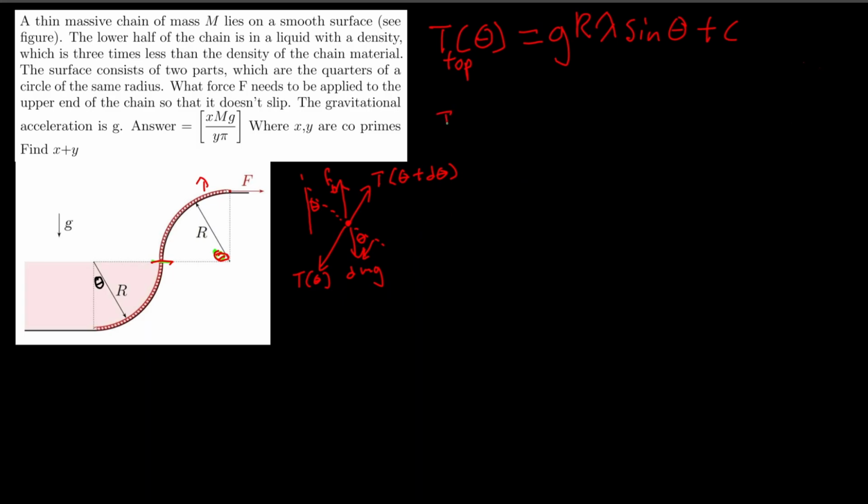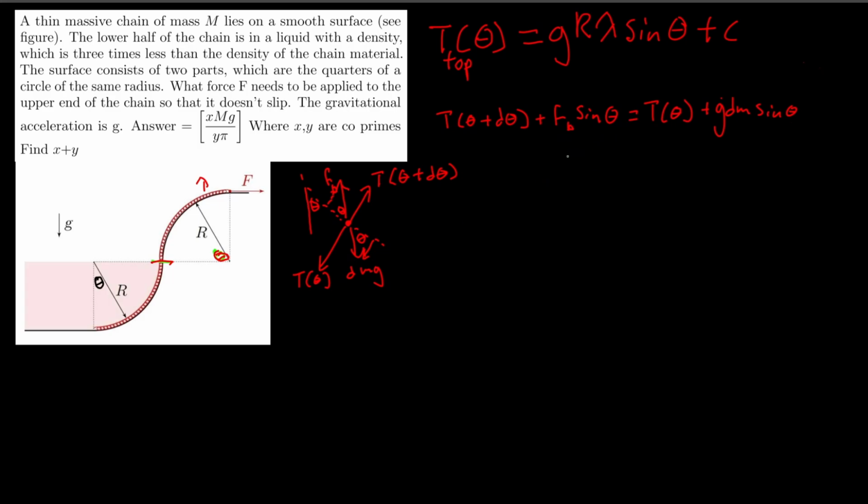Now we can find the expression for the forces acting on this little slice of the chain, which is T of theta plus d theta plus the buoyant force, equal to the buoyant force times the sine of theta, which is equal to T of theta plus g dm sine of theta.